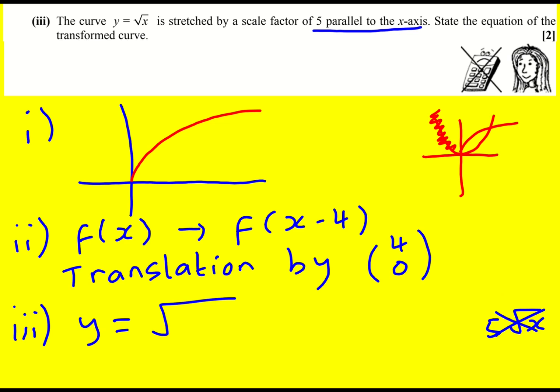So, I had the plus when it was a positive translation, I had a minus. Now it's a stretch of 5, it actually becomes x over 5. So that is my transformed curve.